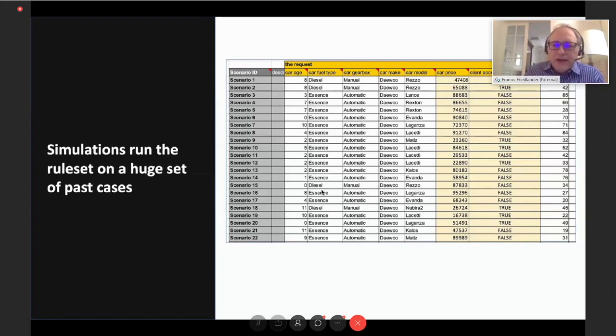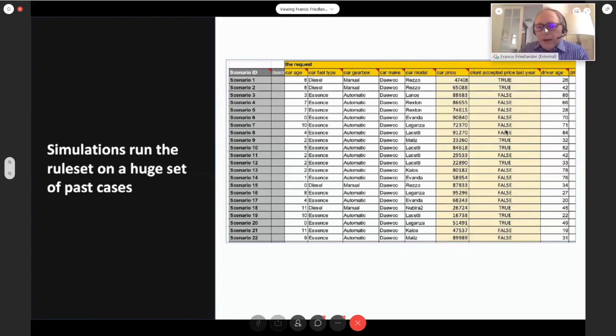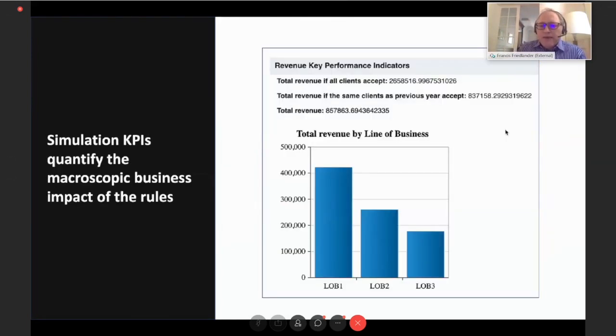And here I show them in Excel, but it could be in a database with what you know about the client, the age of the client, etc. So for each of these cases, you are going to calculate the price based on the business rules before and after the rule change, and you are going to compare the impact on some KPIs, right? So for example, what is the total revenue by line of business?